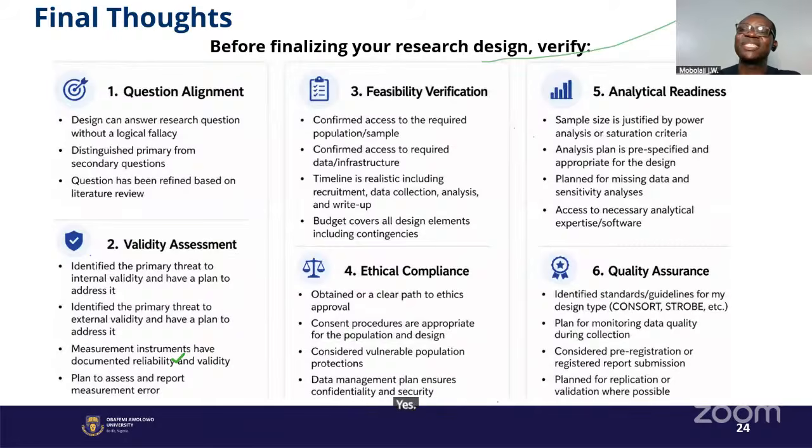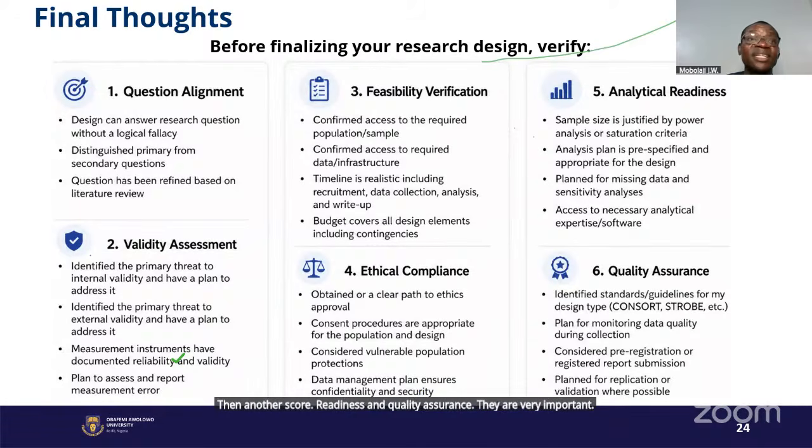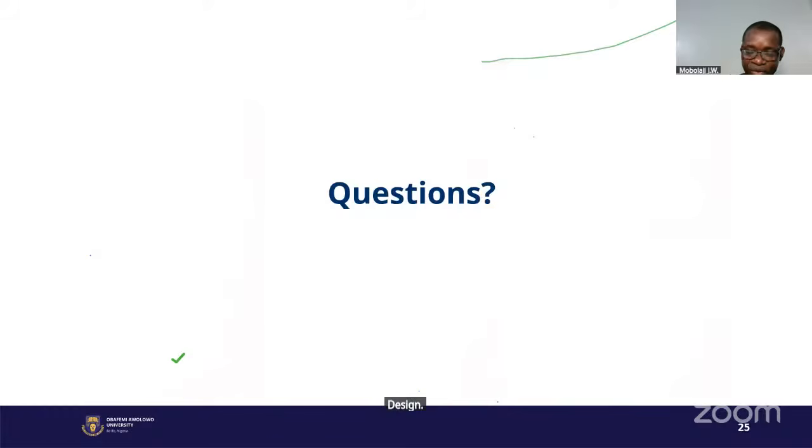So, on a final thought, I'm rounding up. These are some checklists that should be considered when you are designing your research. You ensure your questions align with the research design, validity assessment, feasibility verification, very important, ethical compliance, then analytical readiness and quality assurance. They are very important in research design. Thank you for the opportunity and thank you for listening.